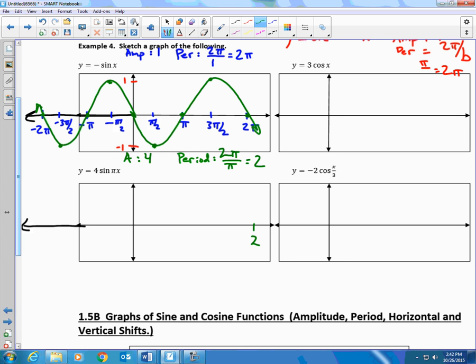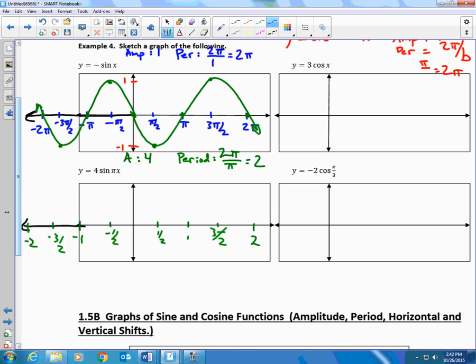Divide 2 in half and I get 1. Divide 1 in half and I get 1/2. Now let's count. 1/2, 2 halves, 3 halves, 4 halves. I go the same thing in the opposite direction. -1/2, -1, -3 halves, -2.